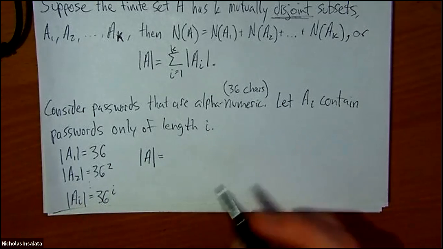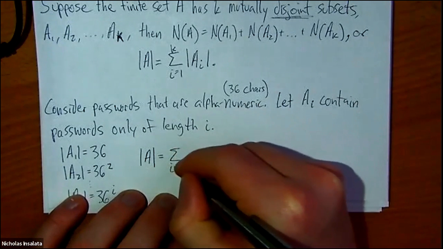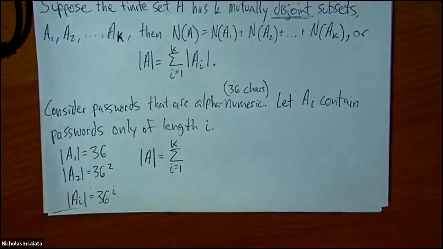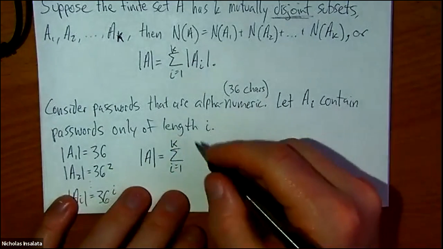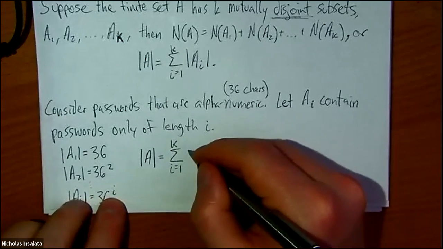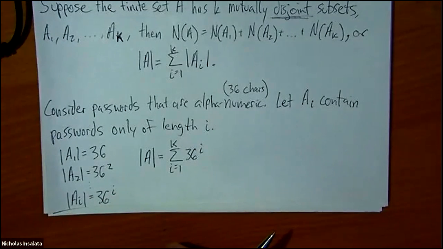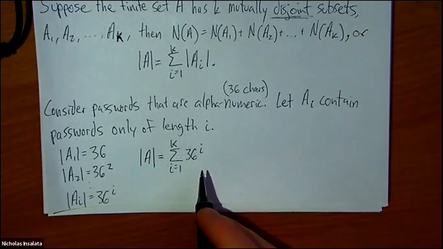Okay, so we have the sum from i equals 1 to the max length, so we'll just call that k for now, of 36 to the i. Not factorial, just 36 to the i, right? So do we want a factorial on there? We don't. Okay, you take it back.